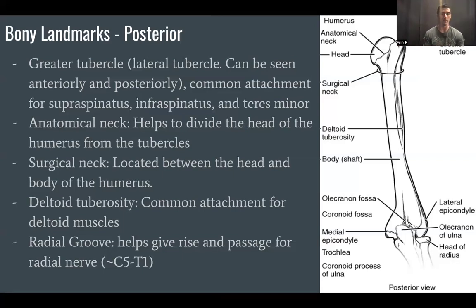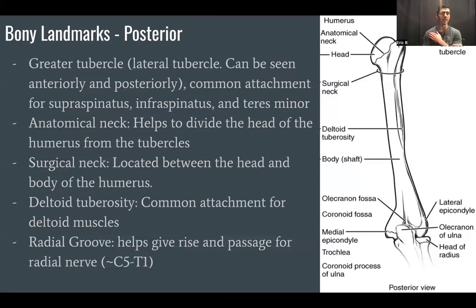Next up, we have the anatomical neck. A lot of what the anatomical neck does is help divide the head of the humerus from the tubercles themselves. Then we also have the surgical neck, which is located between the head of the humerus and the body, or the shaft, of the humerus. From what I've read, the surgical neck is a common place for fractures, due to the muscles that surround it and the strength of the bone itself. I'm not entirely sure, but that's what I've read.